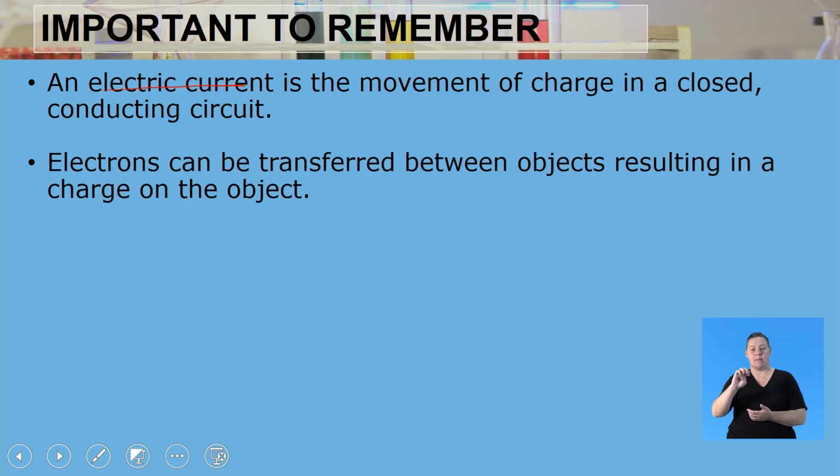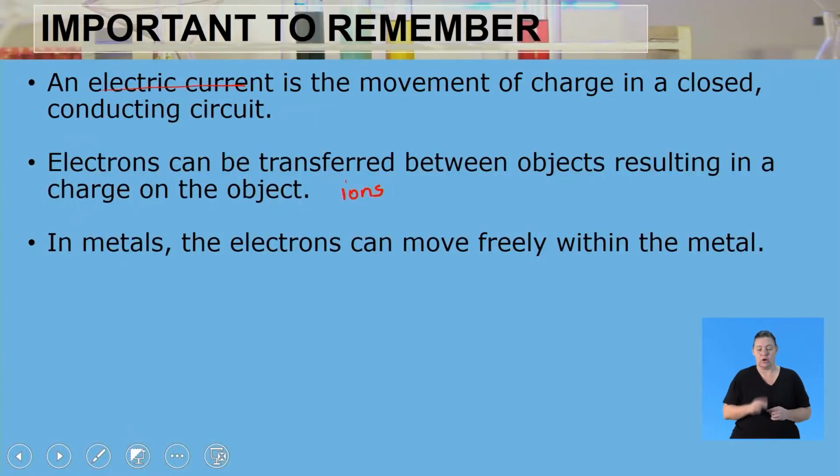Number two, electrons can be transferred between objects resulting in a charge on an object. Remember, those objects that now have a charge, they are referred to as ions. We can have a negative ion and a positive ion depending on the charge of that particular object. If an object has a negative charge, then it is going to be a negative ion. If it has a positive charge, it's going to be a positive ion.